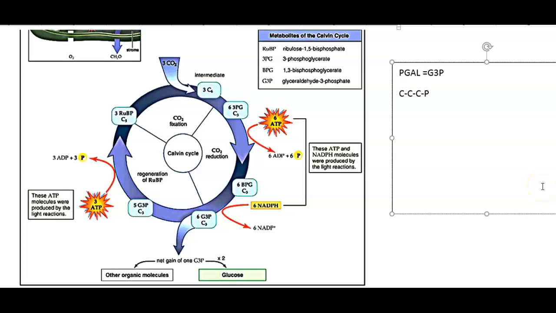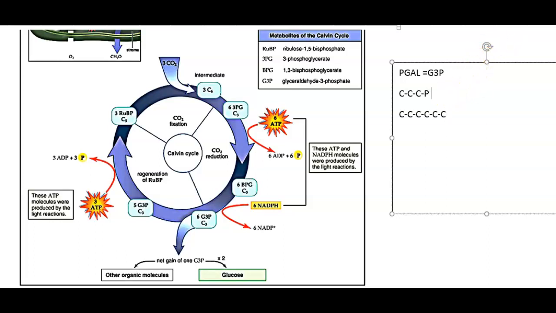How many carbons does glucose have? 6. So it only has 3. So let's look over here. We have 6 of these, right? But they only have 3 carbons. So, look what's going to happen. One of those is going to leave the system. Notice, 5 are going to continue on. Because we need to have 6, right? So glucose has 6. 1, 2, 3, 4, 5, 6. Alright, we need 6. But a PGAL only has 3.